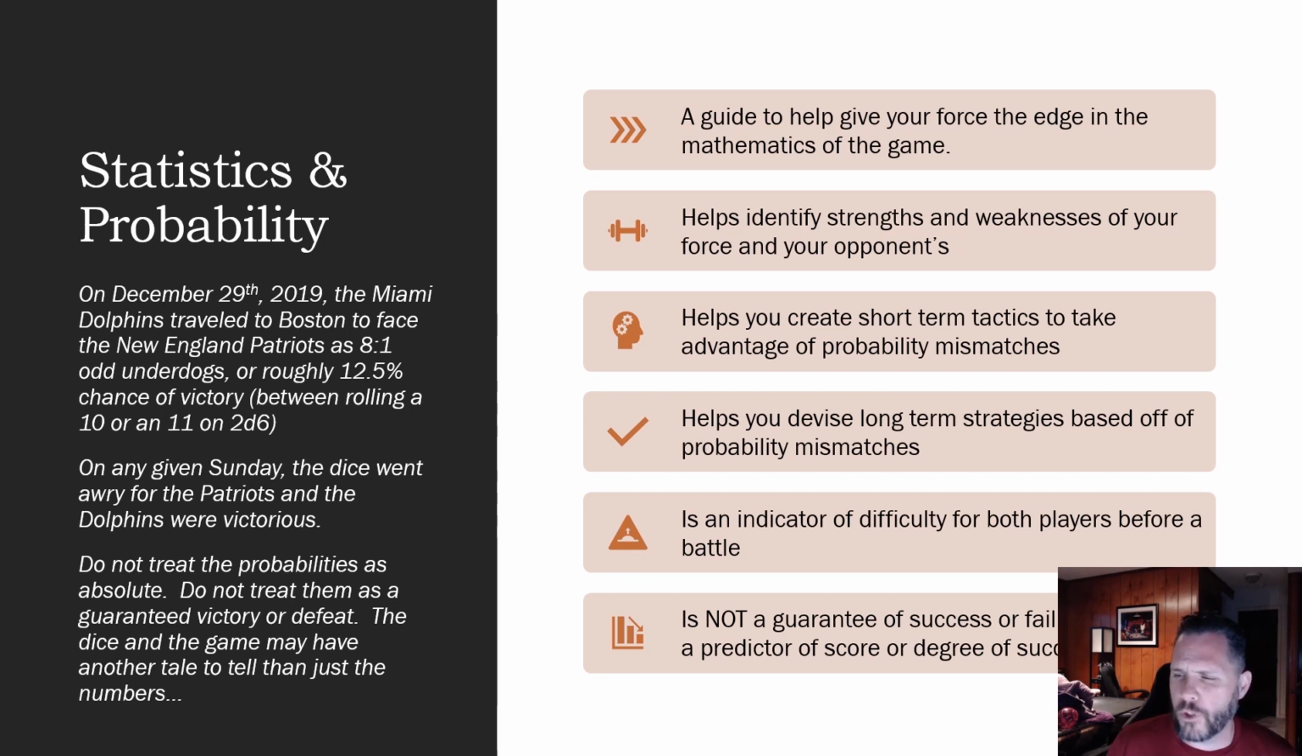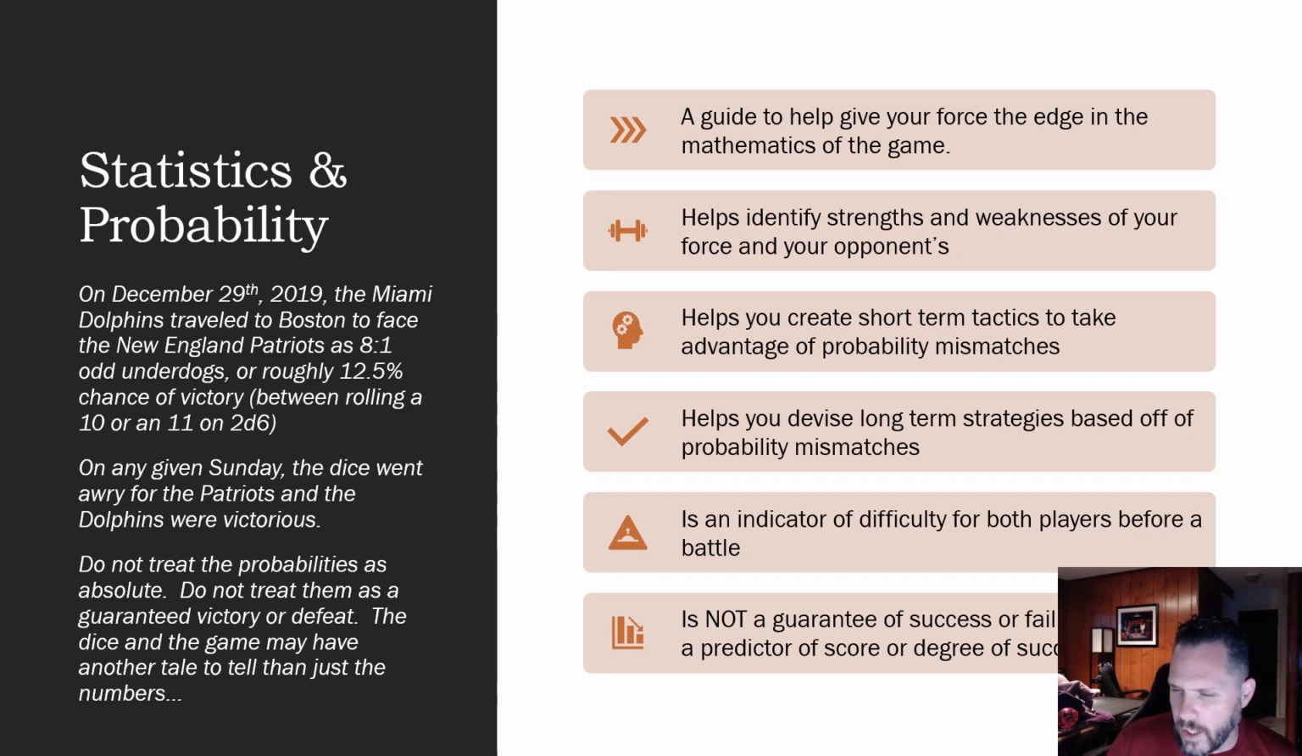Number three, it helps you create short-term tactics to take advantage of probability mismatches. Number four, it will help you devise long-term strategies based off of probability mismatches. Note the difference between the word tactic and strategy. In military terms, a tactic is a short-term decision. If I have to make a choice, that is a tactic, whereas a strategy is a long-term plan. I need to have good tactics that feed into good strategies.